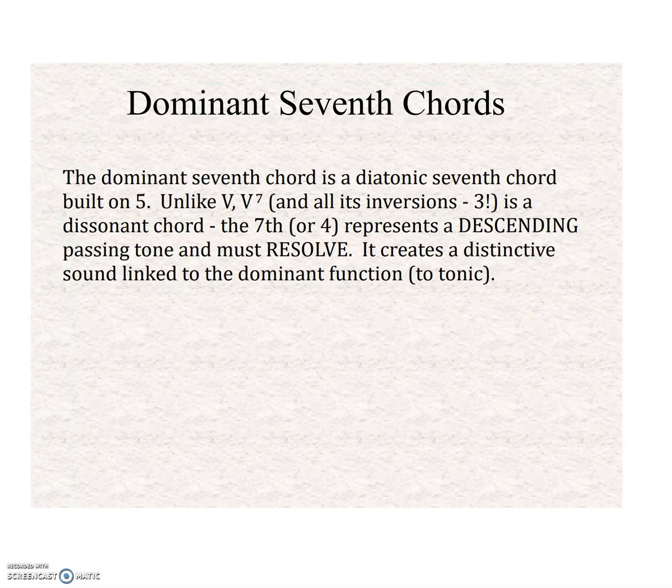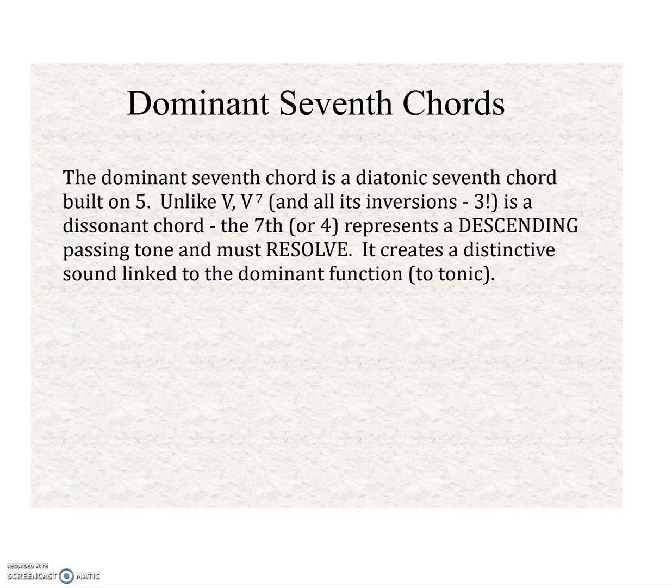So let's talk dominant seventh chords. The dominant seventh chord is a diatonic seventh chord that's built on scale degree 5. Unlike just regular 5, 5-7, and all of its inversions, remember we have 3 inversions when we're talking about a seventh chord, it's a dissonant chord. The 7th, which is scale degree 4, represents a descending passing tone and it must resolve. It creates a distinctive sound linked to the dominant function.